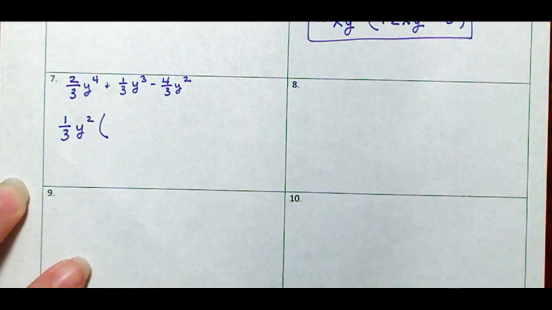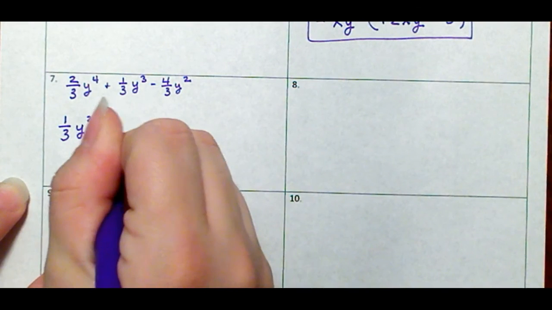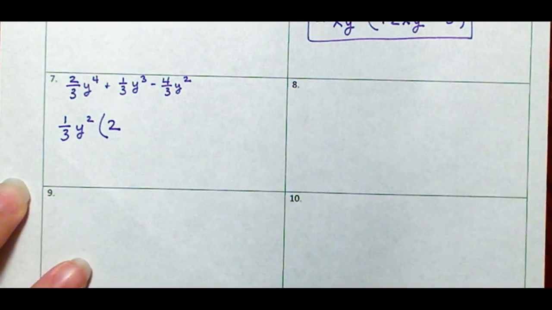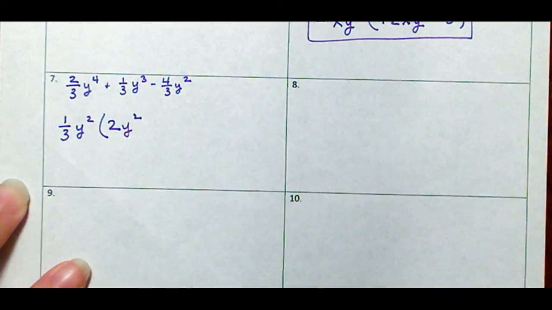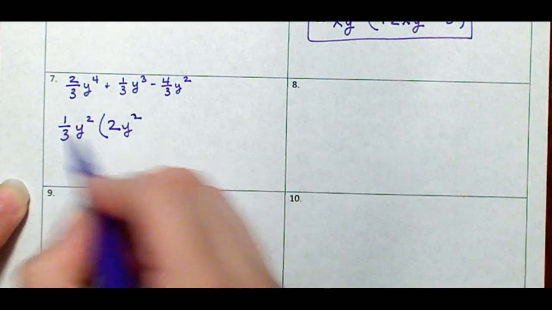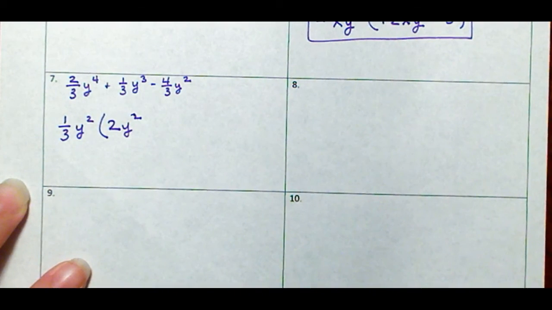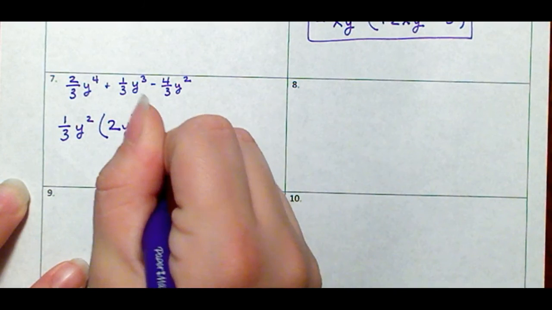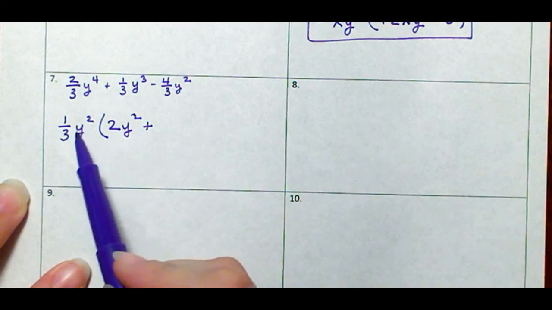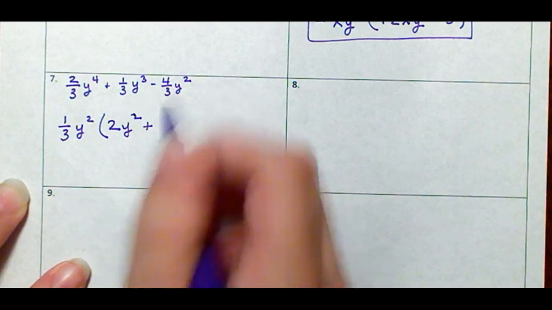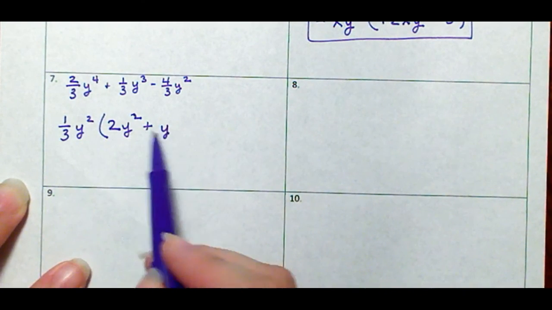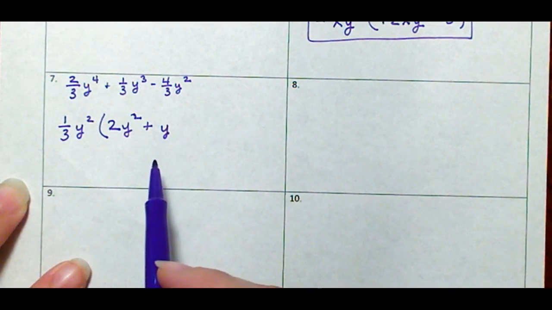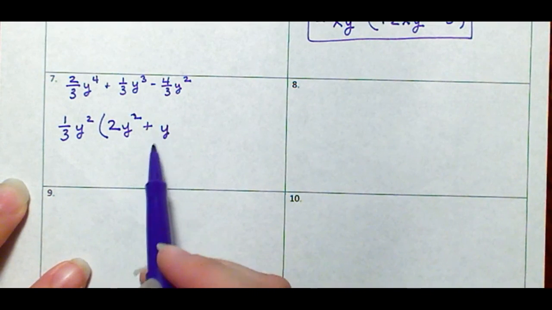So when I rewrite this, what times 1/3 gives me 2/3? Well, 1/3 times 2 gives me 2/3. Y squared times y squared gives me y to the 4th. All right, 1/3 times what gives me 1/3? Well, 1/3 times 1, okay, I'm not going to write the 1, it's understood. And then y squared times what gives y cubed? Well, y, so 1y. 1/3 y squared times 1y is going to give me 1/3 y cubed. If you write the 1, it's not a big deal again, you can do that.